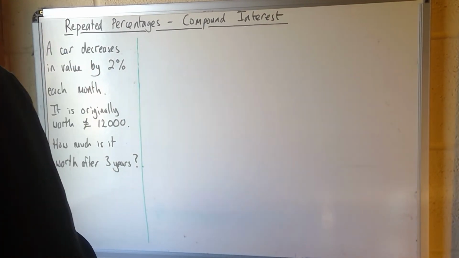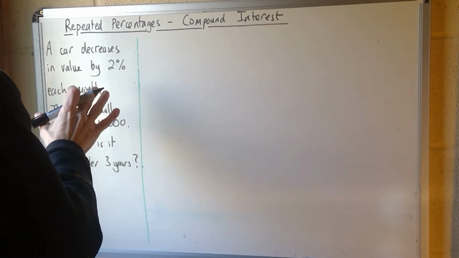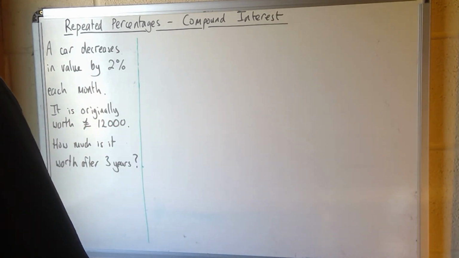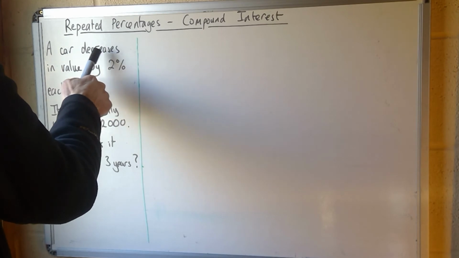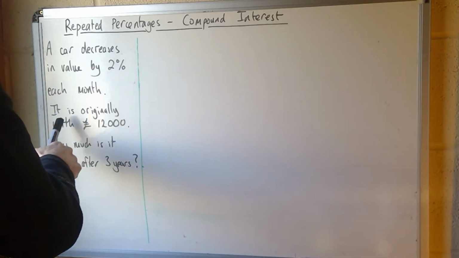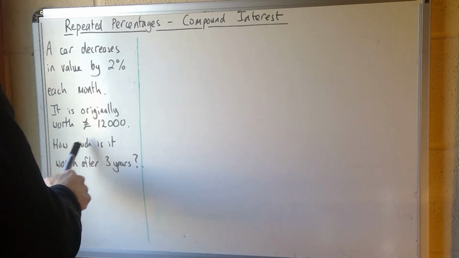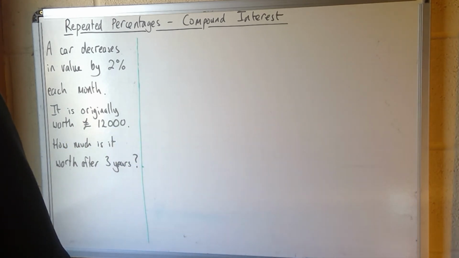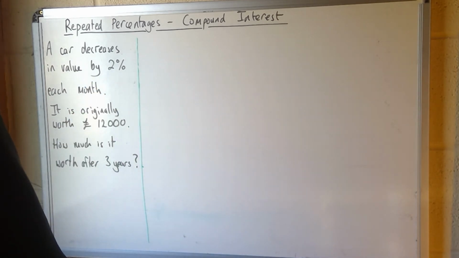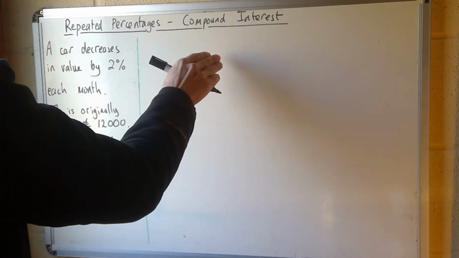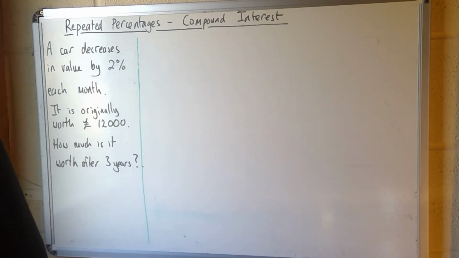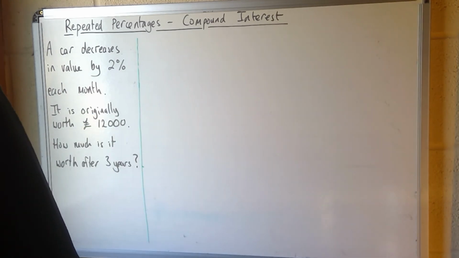For my second example, this really shows how powerful the method is and how quick using a calculator can be. So this time I've got a car that decreases in value by 2% each month. It's originally worth £12,000. How much is it worth after 3 years? So if it's after 3 years and it's decreasing monthly, that's 36 months. So if I was doing the method I used previously, I'd have to do 36 separate calculations. But as it is, I can do it all in one calculation.